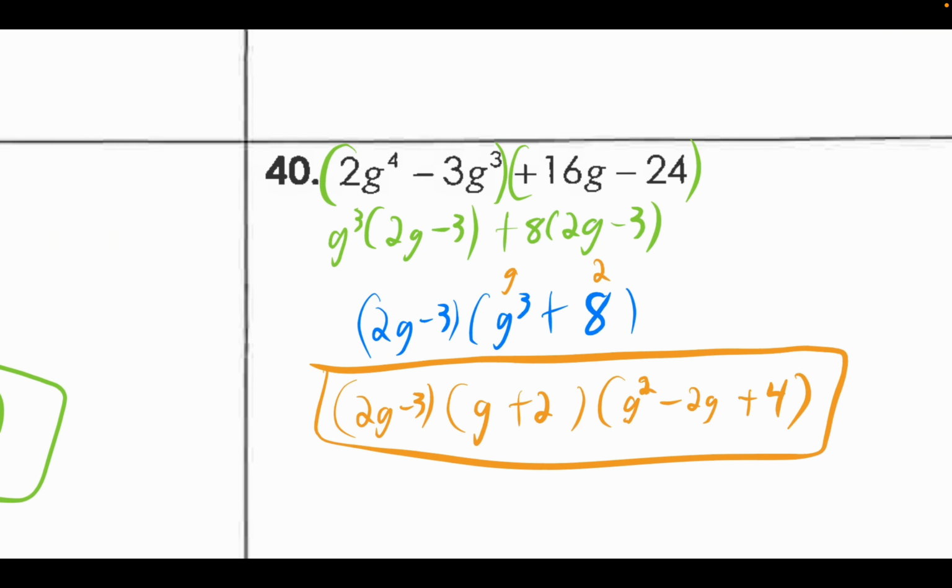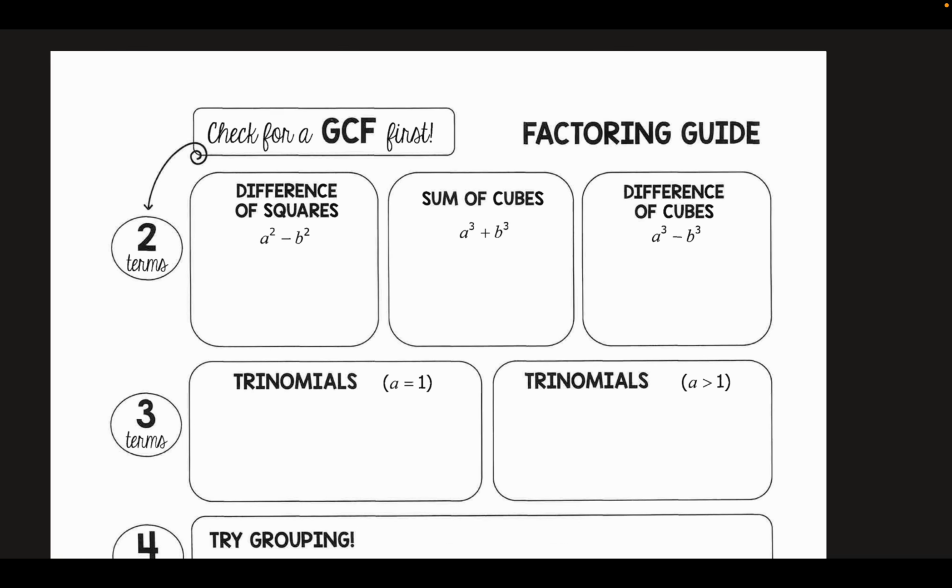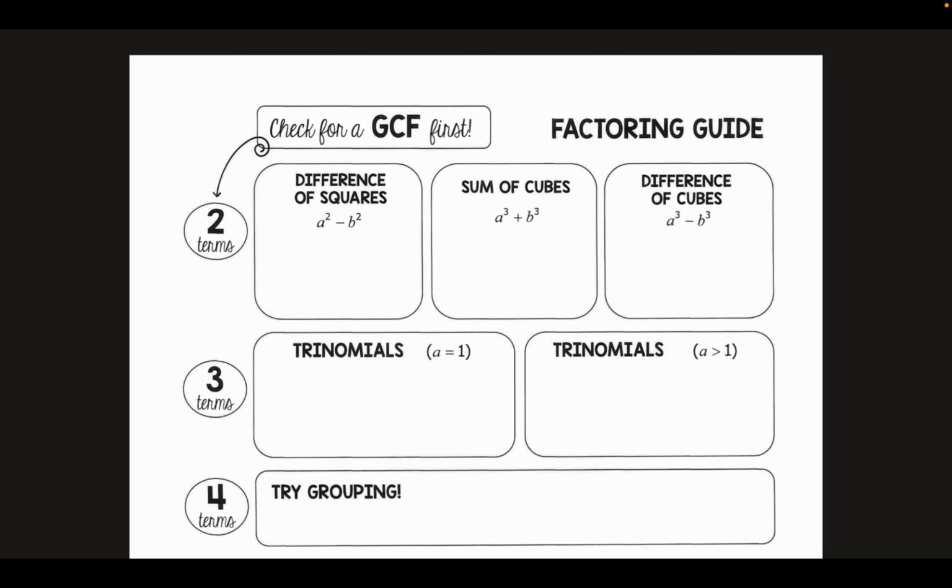And so those are all of our examples, but now we're going to go to a graphic organizer that may be helpful to recap what we've done today and all the different methods and things we learned. So, factoring guide. You always check for a GCF first no matter what. And then you determine whether it's 2 terms, 3 terms, or 4 terms and go from there. If it's 2 terms, you look for one of these 3 things. Difference of 2 squares, sum of 2 cubes, or difference of 2 cubes.